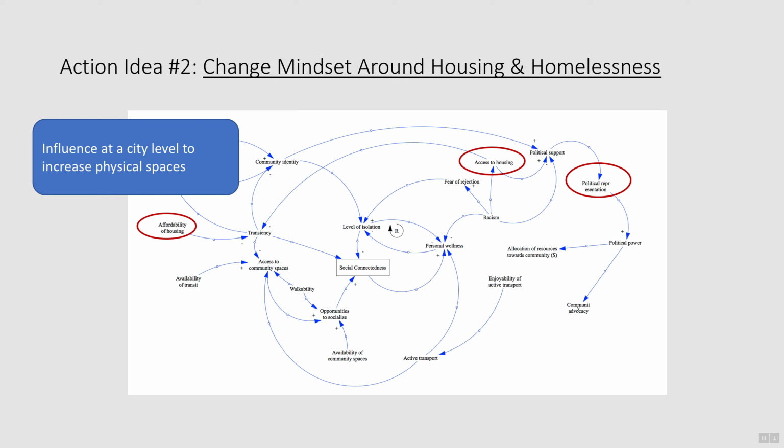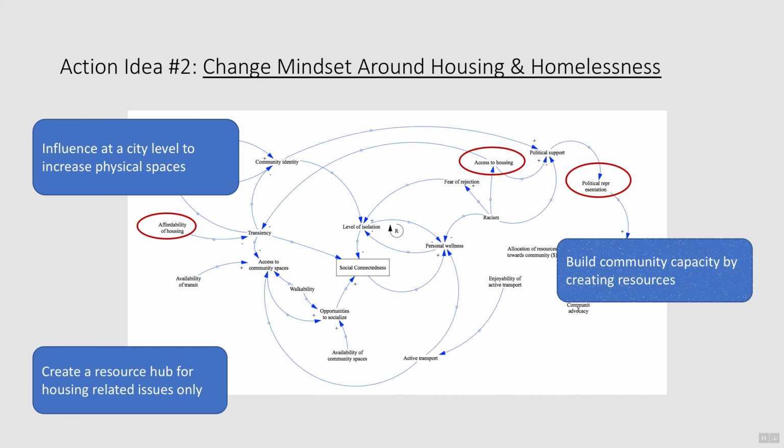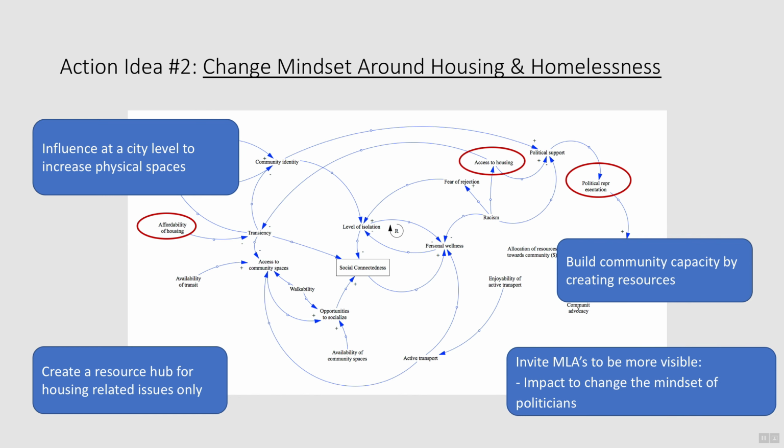They also suggested that they could create a resource hub for housing-related issues only. Another suggestion was to build community capacity by creating resources and also invite the MLAs to be more visible. This would enable impact to change the mindset of the politicians.